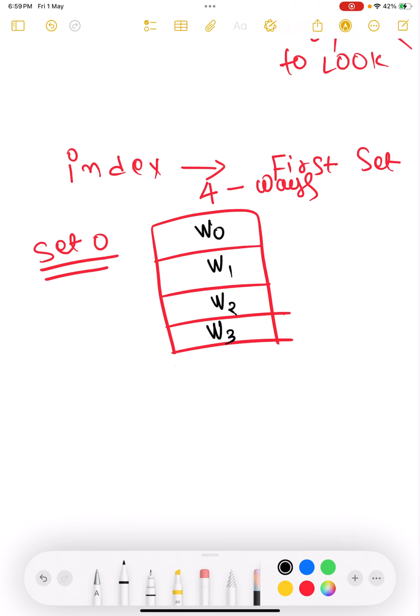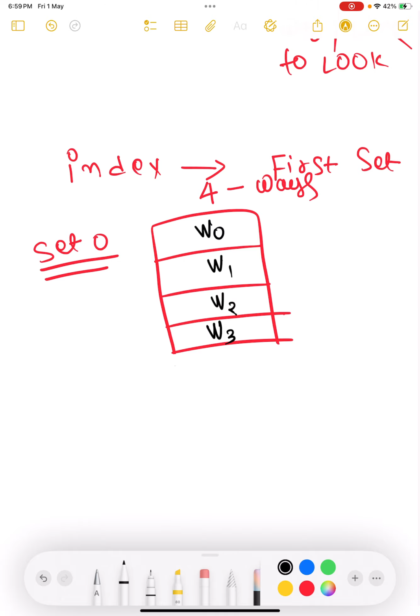Then what will you have to do? You will have to bring that data from the memory to the cache. Not only that data, but a block of data, a bunch of data, so that from the next instruction you will hit the cache and you will save performance.